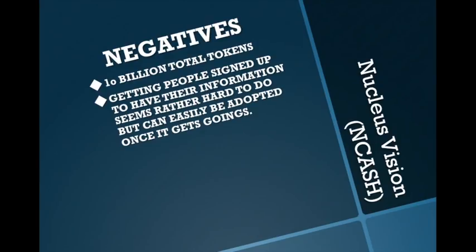Getting people signed up to have their information on a blockchain seems rather hard to do, but it can easily be adopted once it gets going. In the beginning, I think people are going to be hesitant about having their information on a blockchain. As it becomes more of a norm, 3 to 5 years from now, it's just what you do. To some it might seem like there's no way most people are going to do that. You don't know. You would have never thought that people would be using self-driving cars right now, and they're doing it.